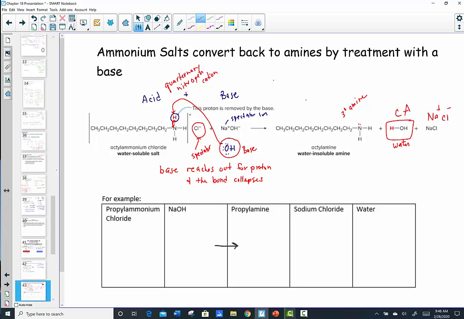Let's try one on our own. You try writing out propyl ammonium chloride, treating it with a strong base, and showing the formation of the products, modeling after the octyl ammonium example I just worked.